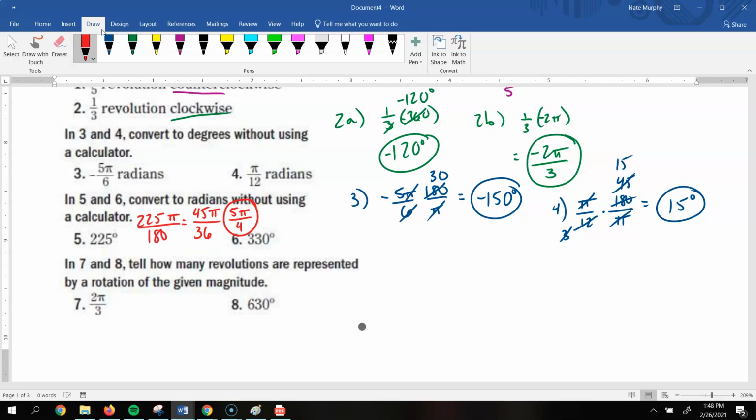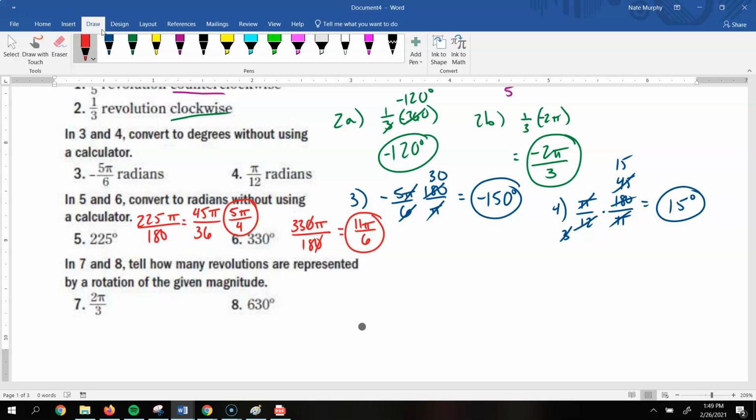So let's do the same thing with 330. We're going to multiply that times pi over 180, so just write it like this. When they end in 0, 10 always goes into them. And I see that 3 would go into both of these numbers, so 3 goes into 33 11 times, and 3 goes into 18 6 times. 11 pi over 6 can't be reduced, so that would be your answer for number 6.